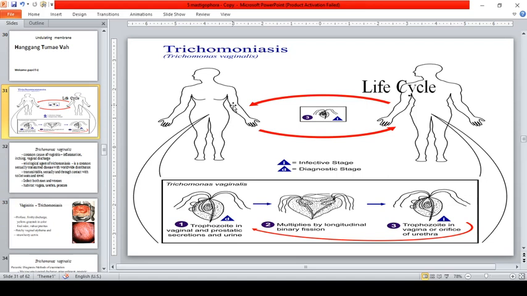Okay? Hindi naman pwede na mai-ingest ng isang tao yung Trichomonas vaginalis and magkakaroon na siya ng Trichomonas vaginalis sa kanyang genital area. So, that must be a sexual contact, okay? So using the vagina, or so that is penetration of the penis to the vagina. Hindi pwede yung sa oral sex.